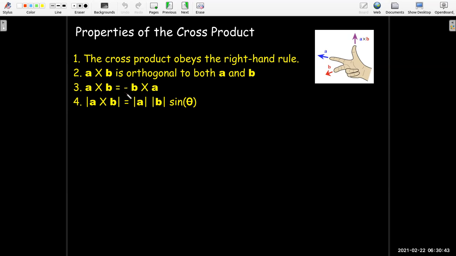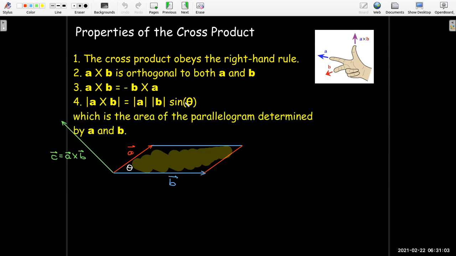Another amazing thing is that not only does the direction of the cross product obey the right-hand rule, but the magnitude of the cross product is significant. It's meaningful. It's actually the length of A times the length of B times sine of theta, which is the area of the parallelogram determined by A and B. So A and B, two vectors, they lie in the same plane. And if I make a copy of B and a copy of A, I can form a parallelogram, and the length of the cross product vector is the same as the area of that parallelogram, which is just the length of A times the length of B times sine theta. So that's an extremely useful property.